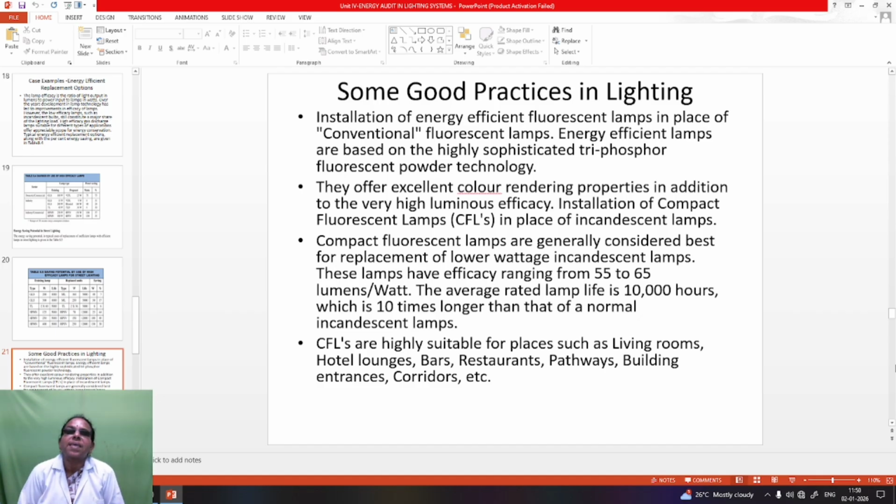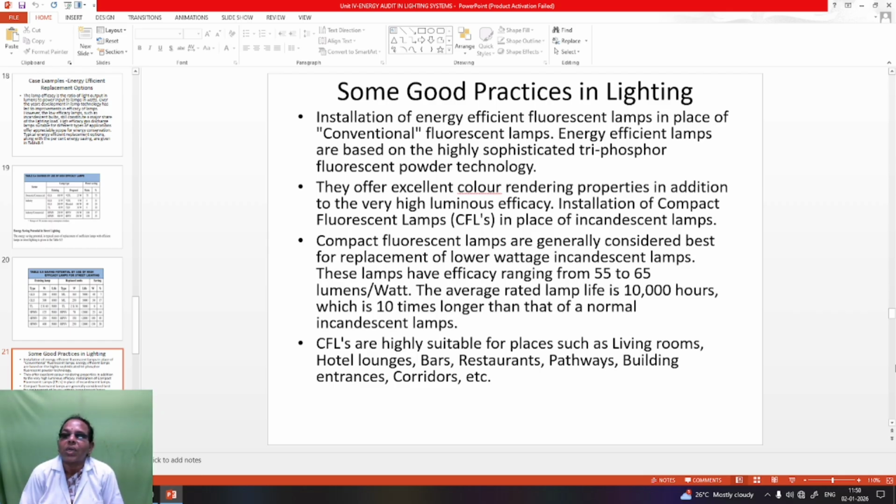Some good practices in lighting. Installation of energy efficient fluorescent lamps in place of conventional fluorescent lamps. Energy efficient lamps are based on the highly sophisticated tri-purpose fluorescent powder technology. They offer excellent color rendering properties in addition to very high luminous efficiency.